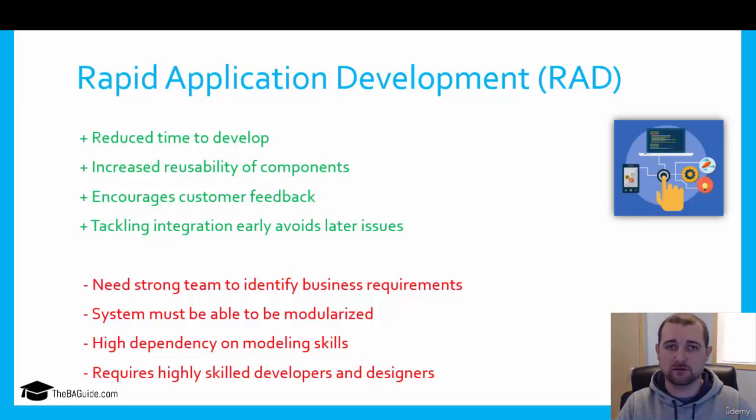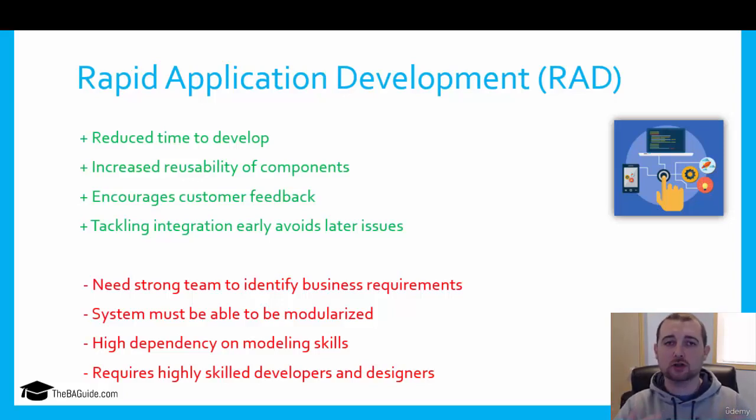It also encourages customer feedback. Since you're working through that and then creating a prototype, showing it to the business and saying, okay, we're 10% into this, but here's our first prototype, what do you think? You're able to get feedback, and you're able to refine and update the requirements to meet that user need.